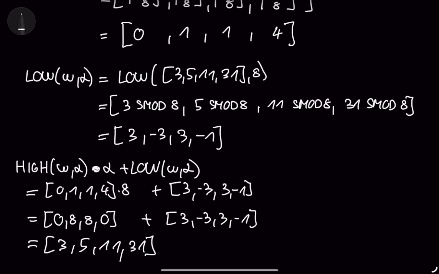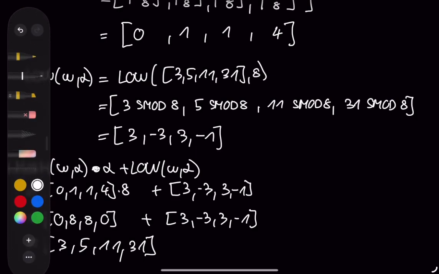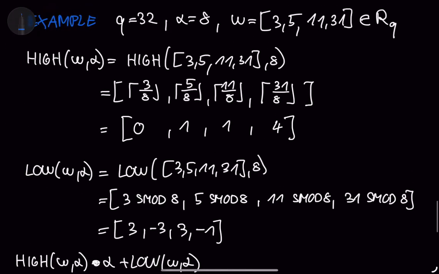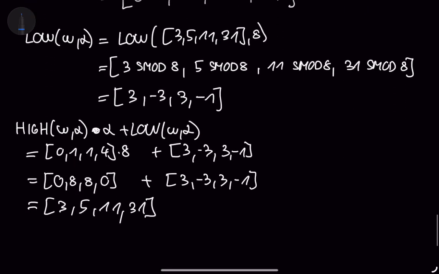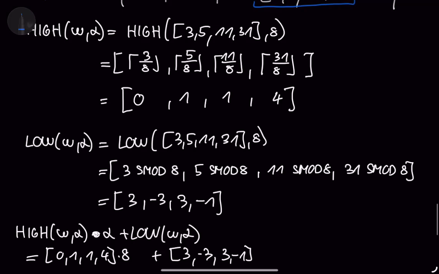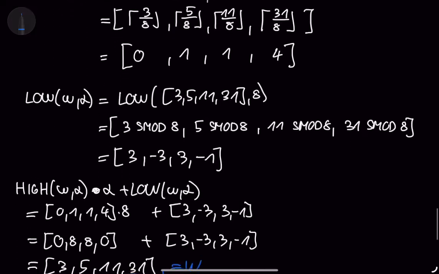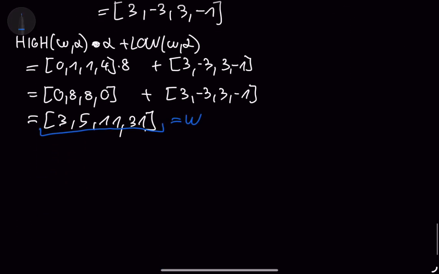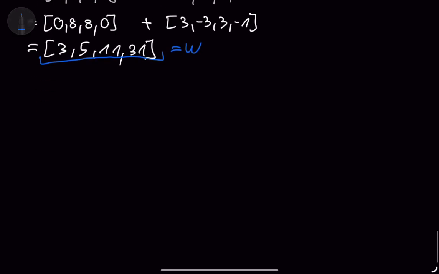So comparing with the original value we have here, we can see that it matches exactly. So this is W. Okay, this is now an example of how this high and low works, and that we can recombine the W value.